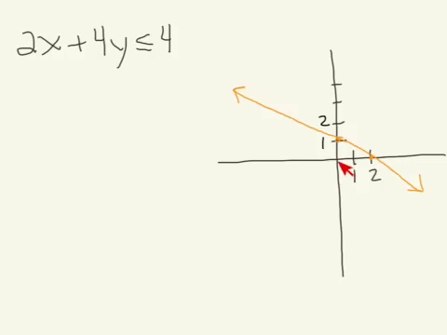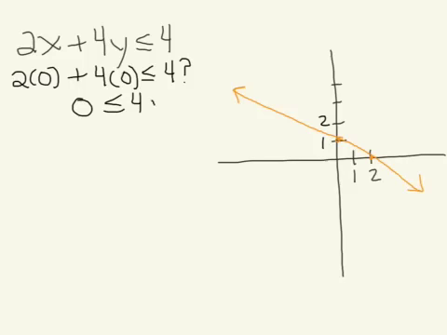So if I take the ordered pair 0, 0, I would test it in the original inequality and see if it satisfies it. So let's try that. Does 2 times 0 plus 4 times 0 come out less than or equal to 4? And when you check that, you get 0 is less than or equal to 4, so that's a yes.